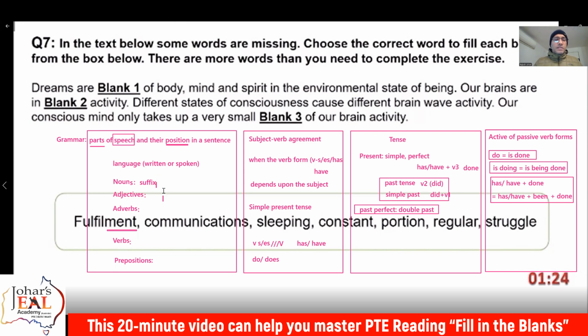A suffix is the part that comes at the end of a word. For example, in fulfillment, the word part ment is a suffix. So ment always makes a noun. If you see a word ending with ment, that's always a noun. If you look at the ending tion, or sion or shan, that's always a noun.